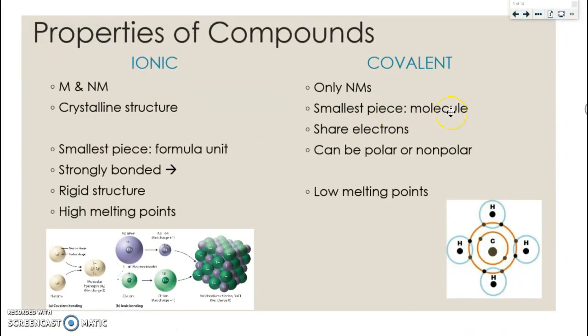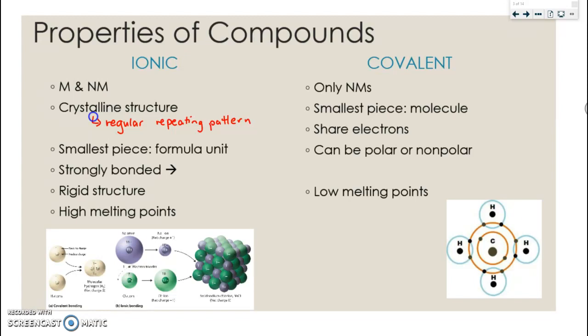Let's start by discussing properties of compounds. Ionic compounds contain both a metal and a nonmetal. They have a crystalline structure, which basically means that they have a regular repeating pattern of the ions. So basically, it goes NaCl, NaCl, NaCl. Their smallest piece is a formula unit, which will be important later on in this unit.